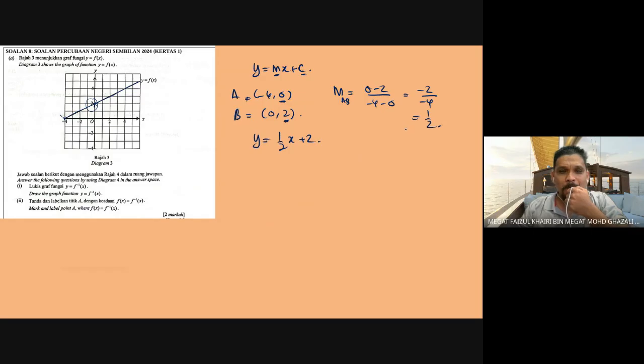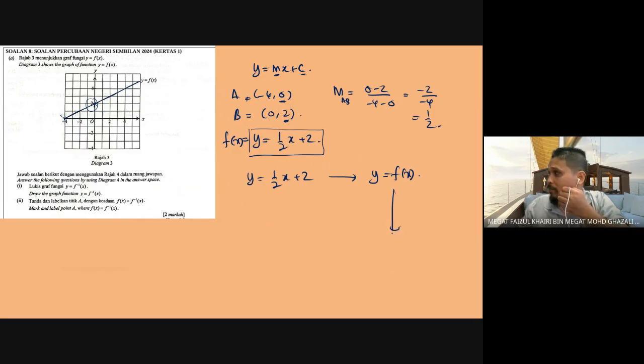Okay, now this is the inverse function of f(x). So how can we find the inverse? Let's use this: y equals half x plus 2. This is in the form of y equals f(x). To find the inverse, rewrite the function equation in terms of x equals f(y).